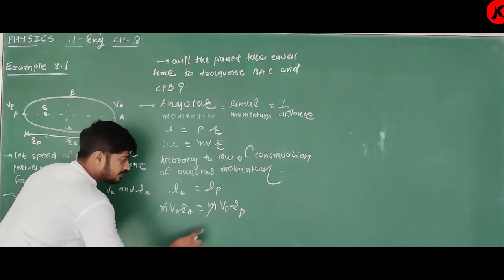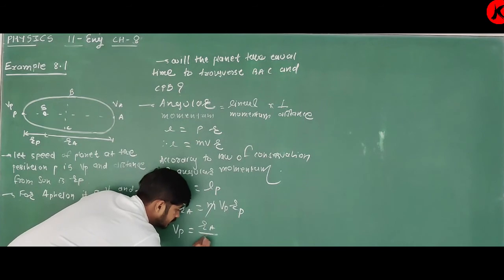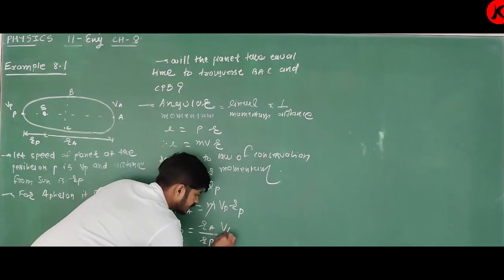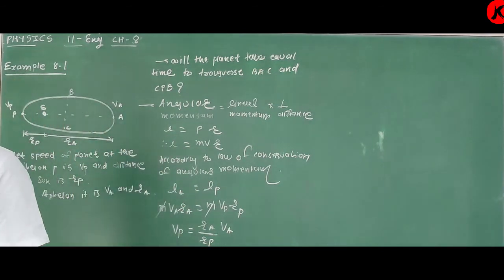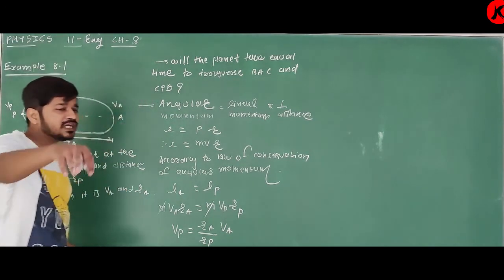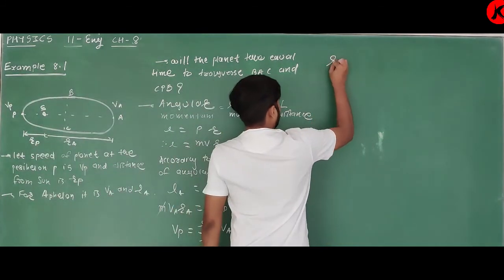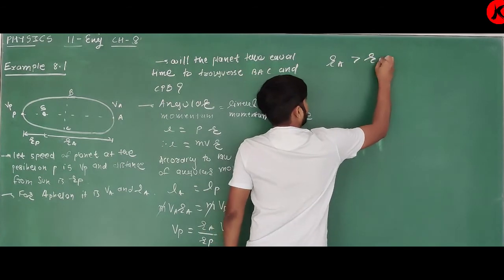Now if I make VP the subject, then VP is equal to RA upon RP into VA. Clear? Is it visible? Yes, you can easily see it. So VP is equal to RA upon RP into VA. Now from the figure, it is clear that RA is greater than RP.